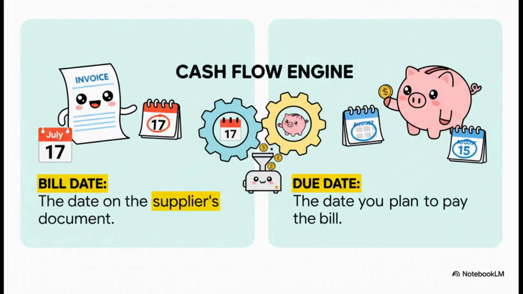Now, these two dates, they might look simple, but honestly, they are the engine driving your cash flow forecasting. The bill date, that should always be the date printed on the supplier's actual invoice. The due date, on the other hand, is the date you're planning to pay it. When you get these two right, Xero's reports can give you a crystal clear picture of your future cash needs. It's how you know what you owe and when you'll need the cash.